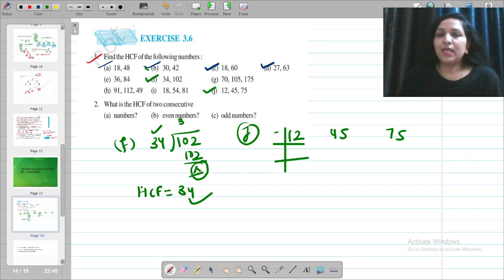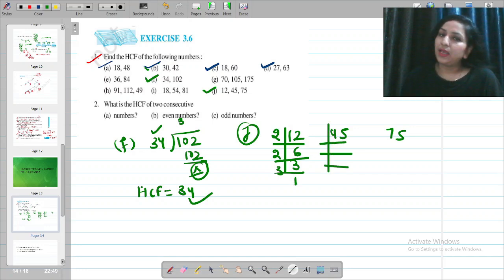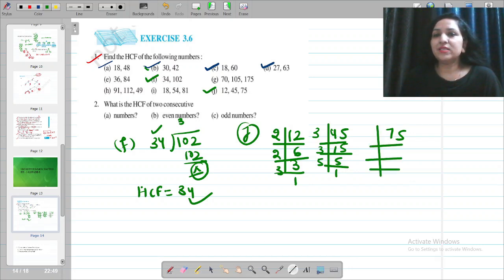Alright, 12 being an even number, 2 into 6, 12, 2 into 3 is 6 and 3 into 1 is 3. 45, again, it's a multiple of 3 as well as 5. It's your choice if you wish to start with 3 or 5. 3 into 1 is 3, 5, 15. 3 into 5 is 15, 5 into 1 is 5. 75, once again, it's a multiple of 3. Let's divide this number by 3 first. 3 into 2 is 6, 3 into 5, 15. 5 into 5, 25, 5 into 1 is 5. Good to go till here?